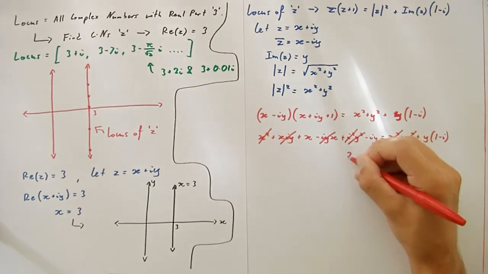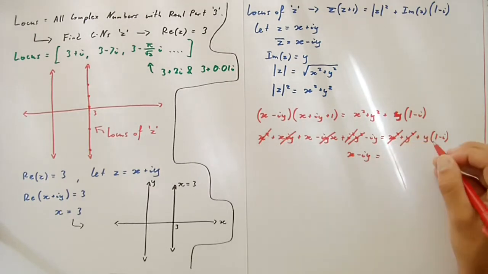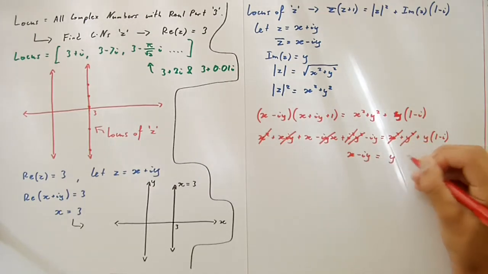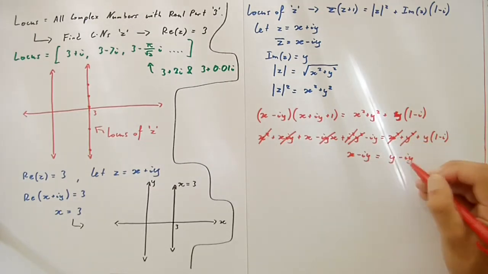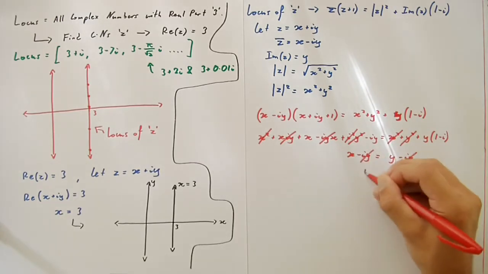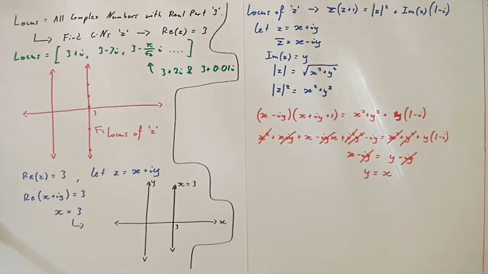We have x minus iy is equal to y minus iy. And again, these two iy's will go away. So we're just left with y equals x. Sometimes maths is beautiful. But we're not done yet.